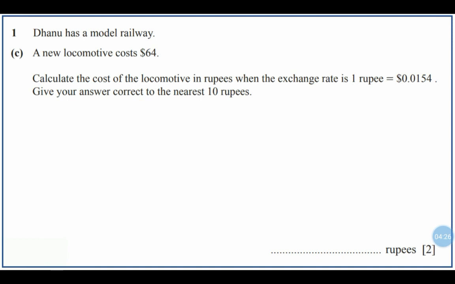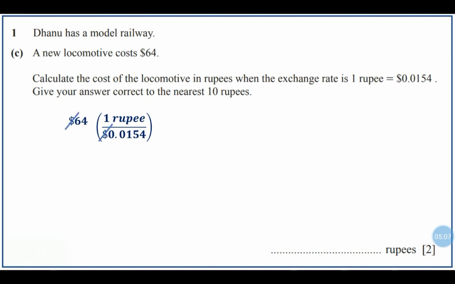Okay, letter C. A new locomotive costs $64. Calculate the cost of the locomotive in rupees when the exchange rate is 1 rupee is equivalent to $0.154. Give your answer correct to the nearest 10 rupees. I will basically put the $64 and then put a bracket. I will use this factor. I'll put the $0.154 below and then I will put 1 rupee above.